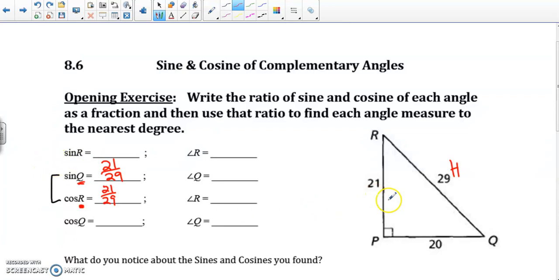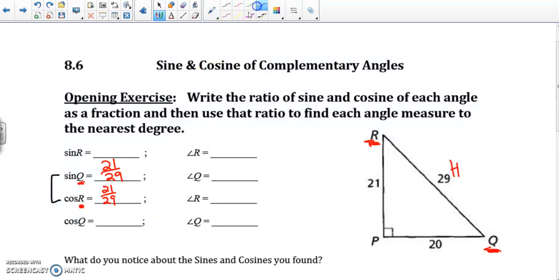So what that tells us is, we have our right angle. We're never going to use that as our reference angle. But the other two angles, the sine of one of them is the same as the cosine of the other one. So what you don't have in front of you, unless you have your own calculator, is actually a way to find the measure of these angles.